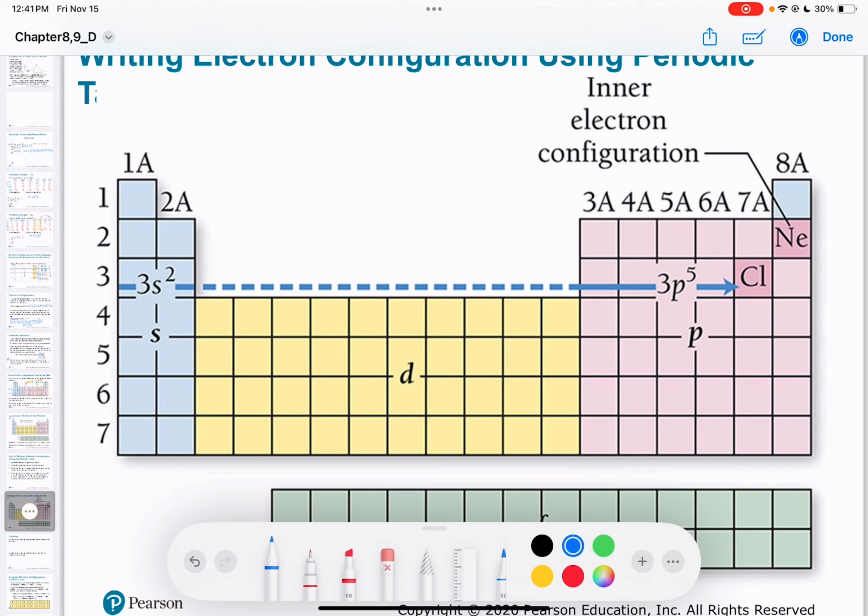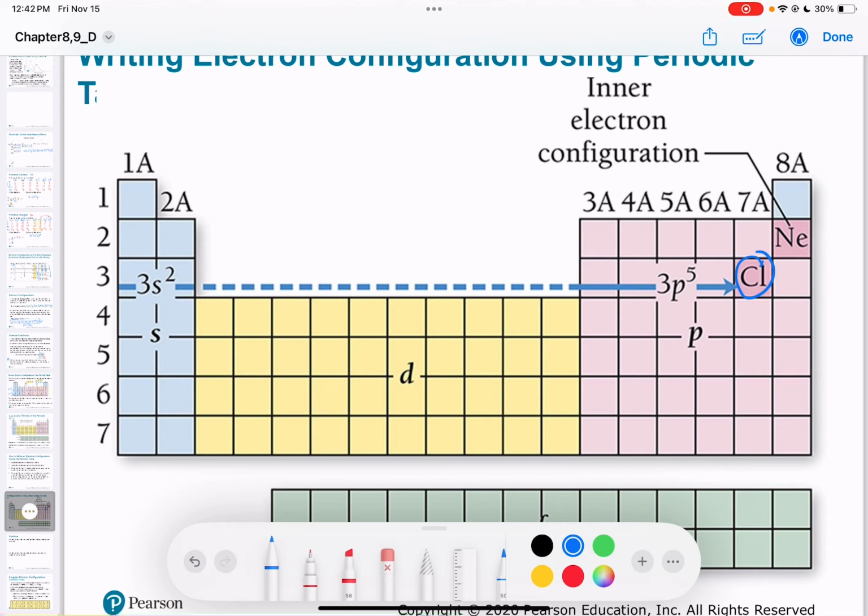Okay, so here's the oddity, and it should make sense because we said that the d orbitals are slightly higher in energy than the s orbitals, right? So when we go along the periodic table, if we're trying to identify, let's do an easier one and then we'll do a more complicated one. Let's do chlorine first.